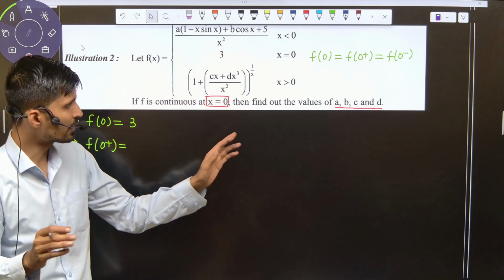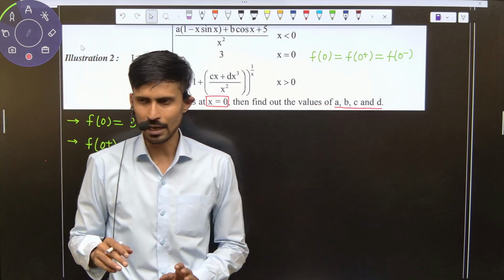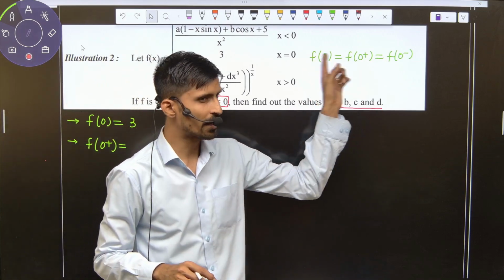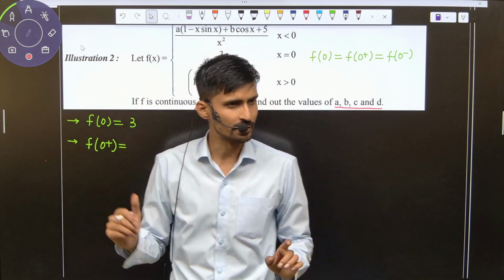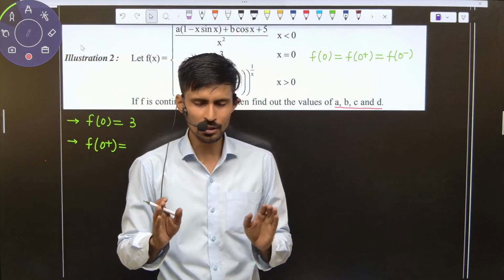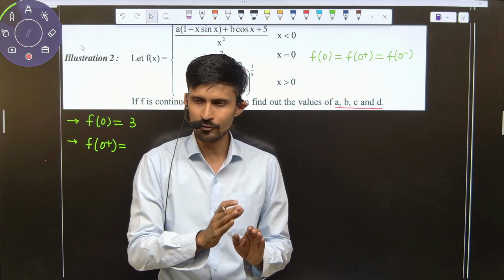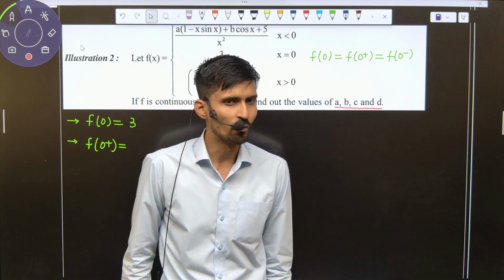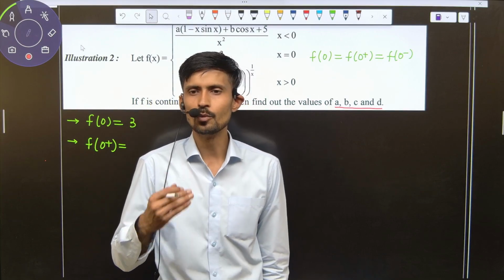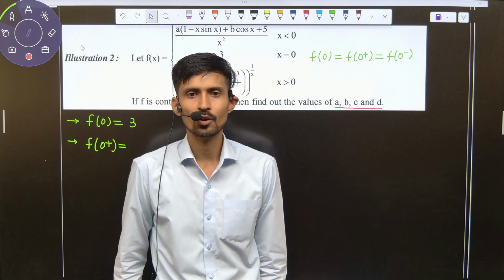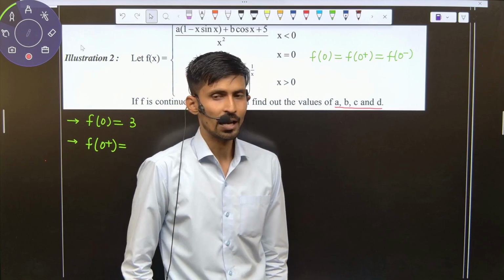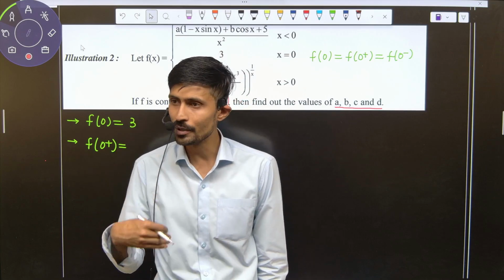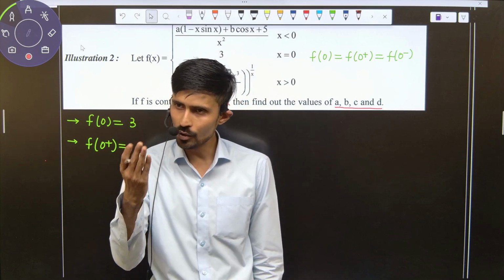So I will start from A, B, C, D. I will not start from here by writing this or by writing this. I will simply think, okay, sir, A, B, C, D, 4 values I have to find. Yes or no? And for 4 values, how many equations do you want? 4 equations you want. And for 4 equations, how many information do you want? 4 information you want.